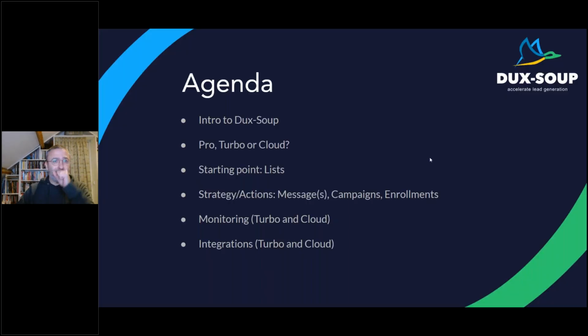Okay, so on to today's agenda. We're going to do a very quick, and please do excuse my voice, a very quick intro to Dux Soup, what it is. We're going to talk about the 3 different versions, the Pro, Turbo and the Cloud versions. The starting point for everybody, lists, we'll look at that, and then we'll look at our strategy and actions depending on which version you've got. Then we'll talk about monitoring and then integrations.